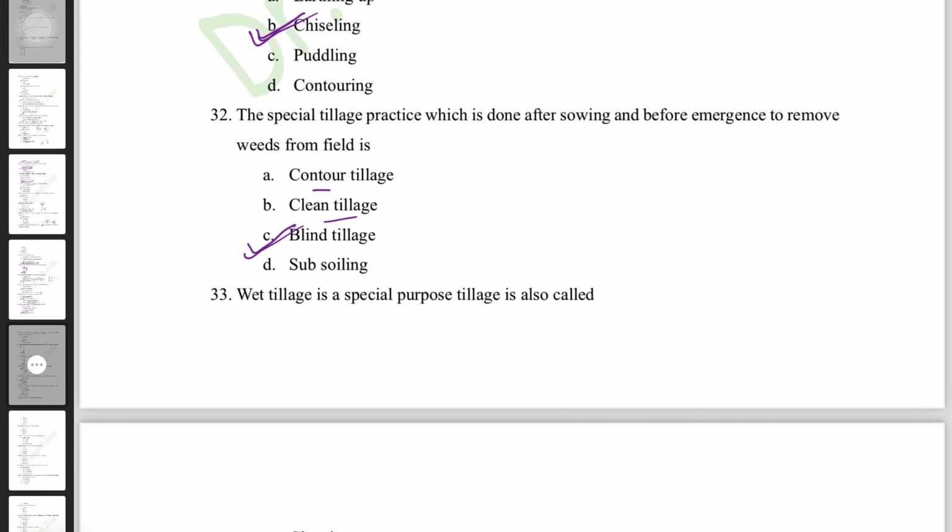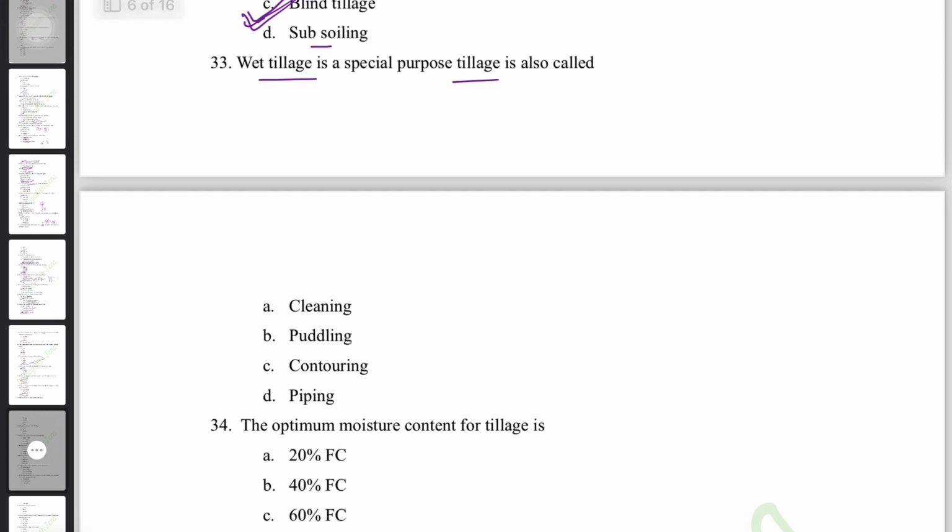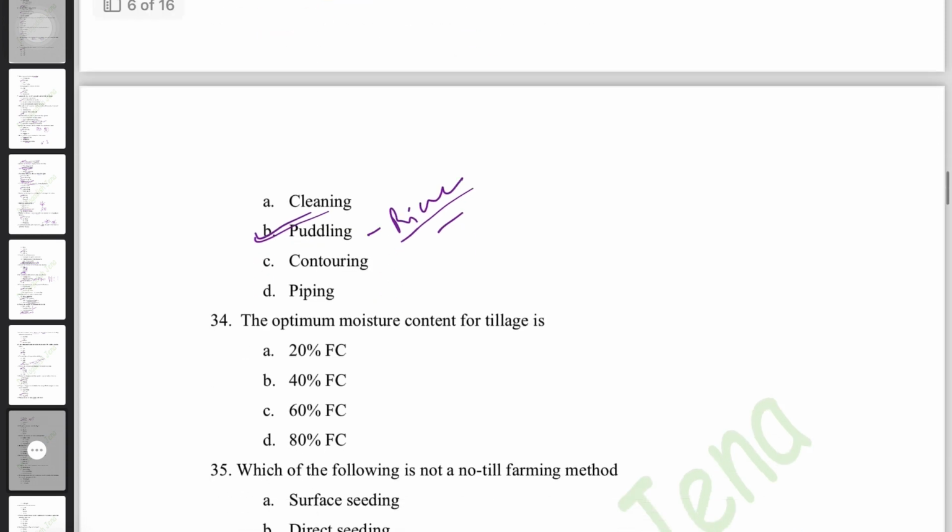Contour tillage we just discussed. Clean tillage means the primary tillage and secondary tillage, basically to clean the field. Then subsoiling is basically for removal of hard pan, or deep plowing. Blind tillage is done in case of late germinating crop seeds. So after sowing you have to till the soil to remove the weeds. That is blind tillage. Wet tillage is a special purpose tillage that is also called puddling. That is followed in rice or paddy cultivation, as we have just discussed.